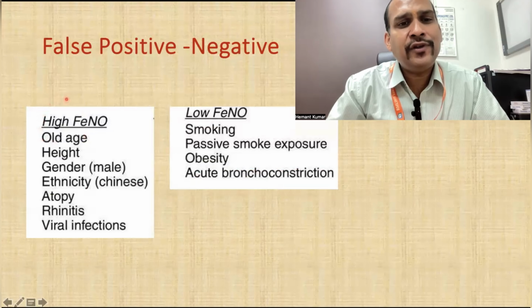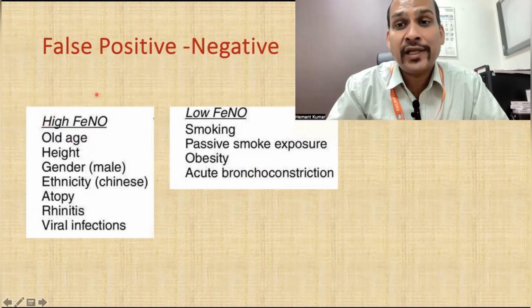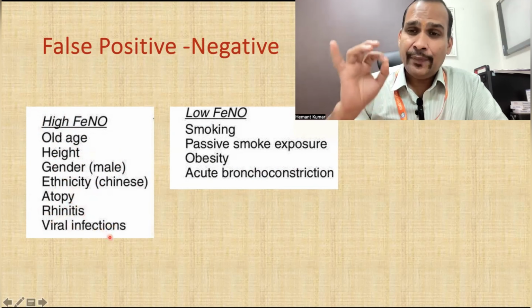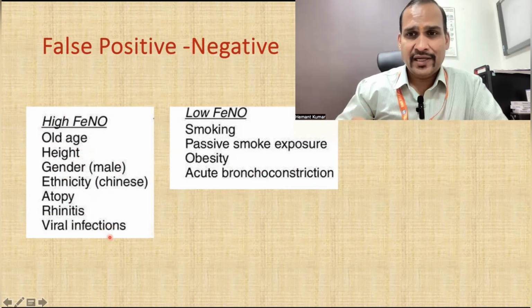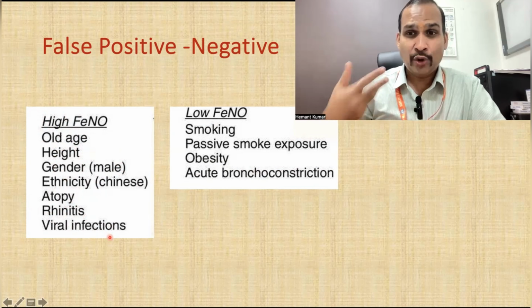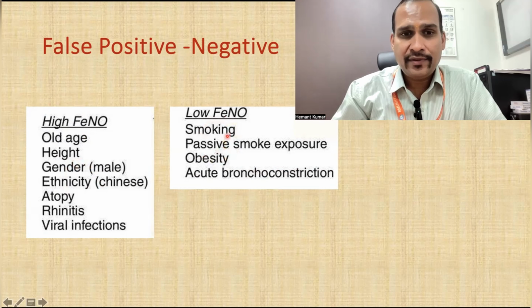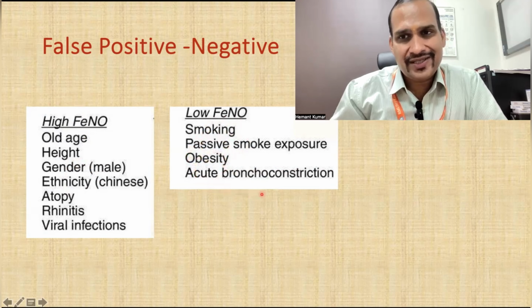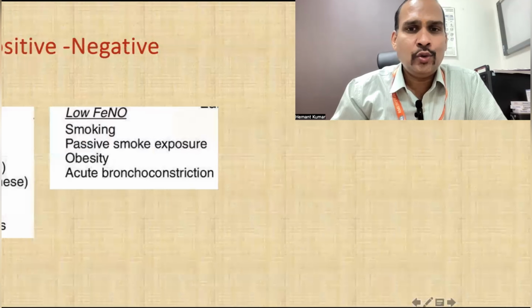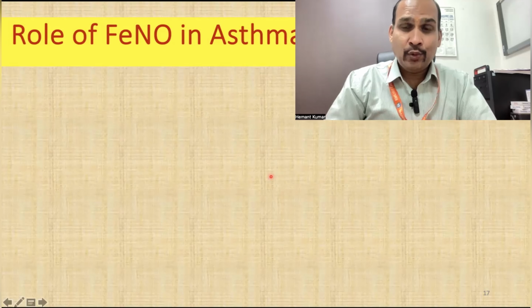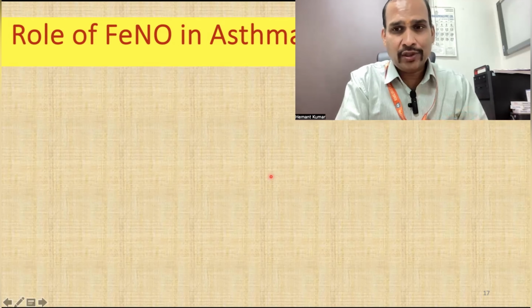Some patients have falsely high FeNO levels, like old age, height, gender, male patients, Chinese population, atopy, rhinitis, and viral infection. Any upper airway infection like rhinitis, sinusitis, bronchitis will give high FeNO. Low FeNO occurs with smoking, passive smoking, active smoking, any type of smoking, obesity, and acute bronchoconstriction. These patients will have a falsely low FeNO level. So high FeNO is suggestive of type 2 inflammation. Low FeNO rules out type 2 inflammation.